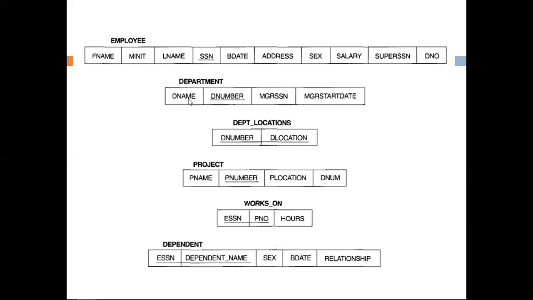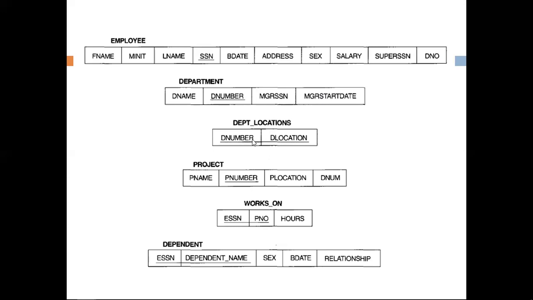In department, we have the name of the department, department number, and the SSN of the manager of this department. Again, this SSN will come from the employee table, along with the date from which the manager has started working. Each department can be located in multiple locations. In order to capture that information, a separate table is present. Its attributes are department number and location.